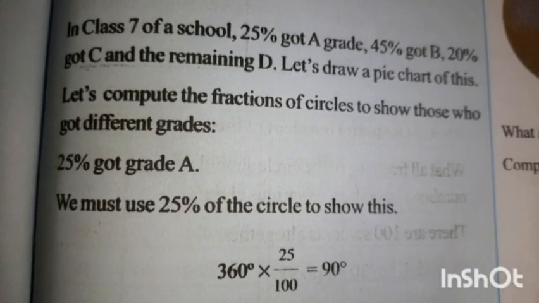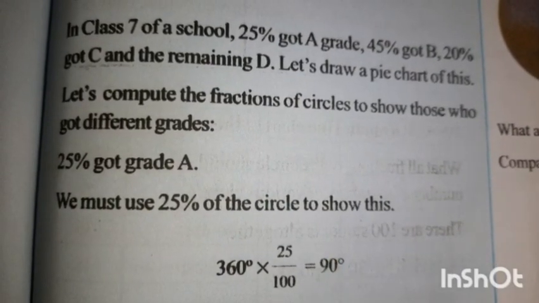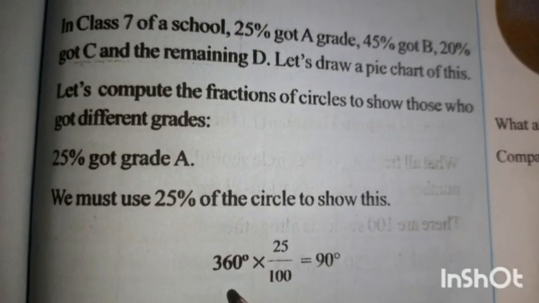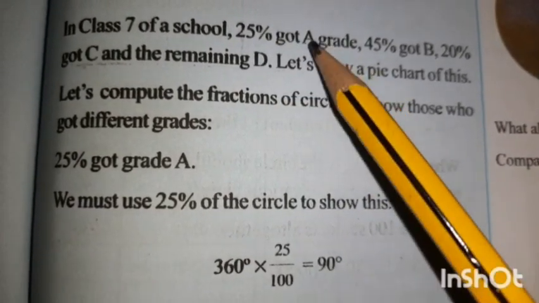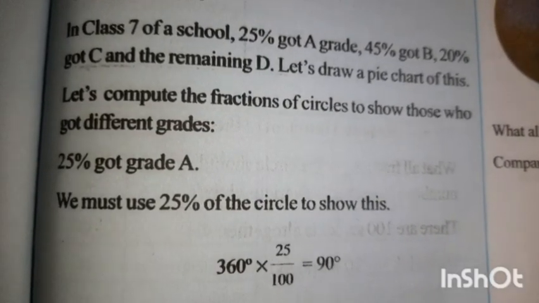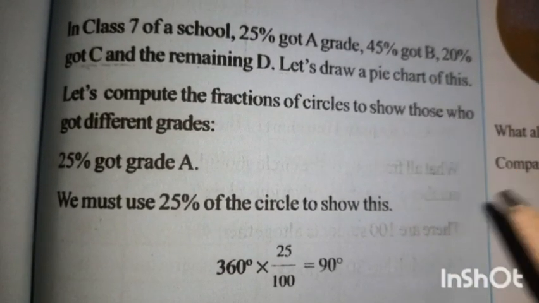To find that out, 360 into 25 by 100. The total circle is 360, and out of that, 25% is grade A. So 360 into 25 by 100, and you will get 90 degree. Like that you have to find out the others also.